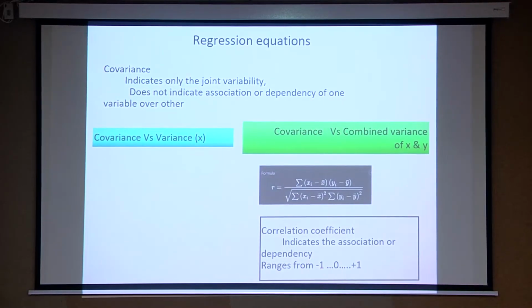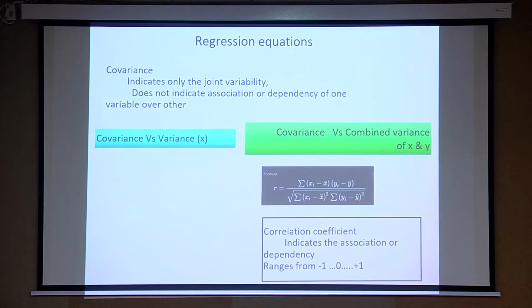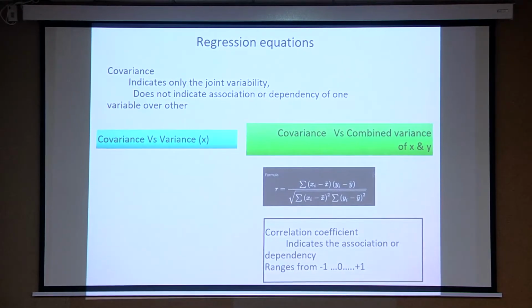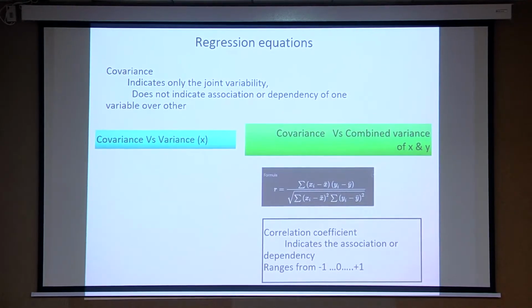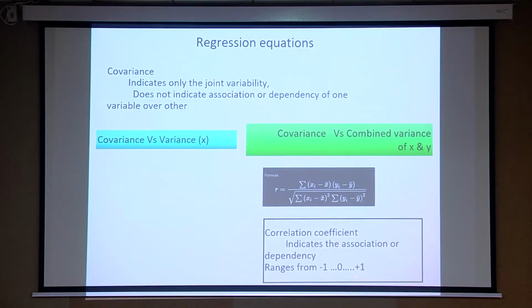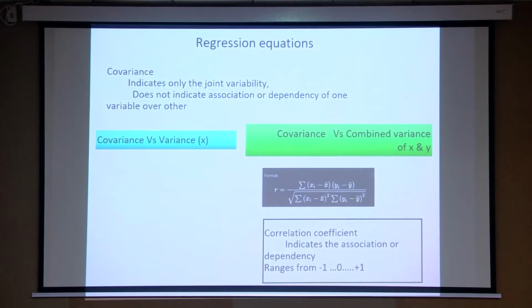0 means no correlation. -1 means there is a very strong negative correlation, like what I told: if the holidays of school increase, student marks decrease. +1 is the positive correlation, and closer to 1 is the stronger correlation. When the vehicle speed is more, then the number of accidents is also going to be more.